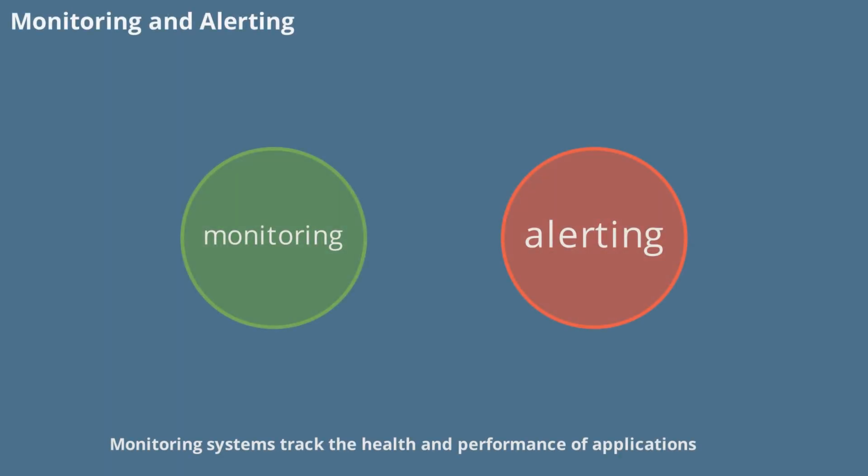Monitoring systems track the health and performance of applications, while alerting systems notify engineers of issues. Tools like Prometheus and Grafana are widely used to visualize metrics and set up alerts, enabling rapid response to problems.